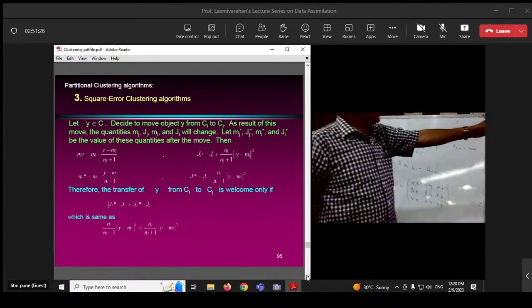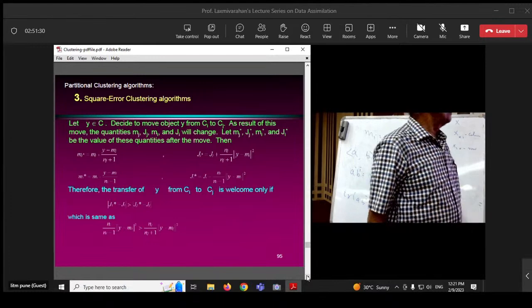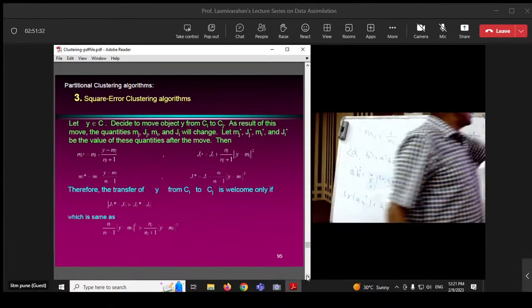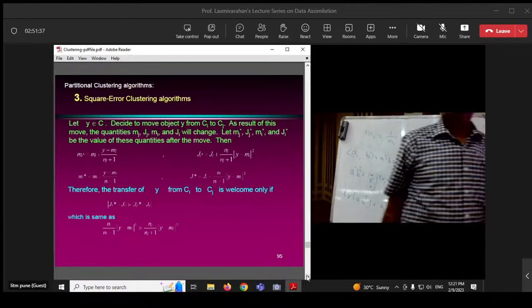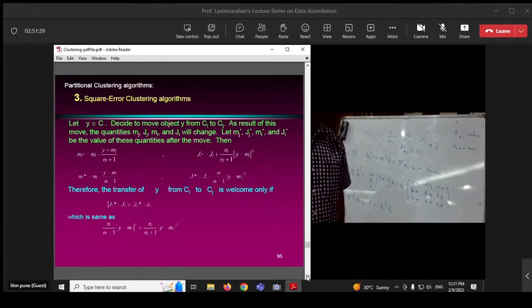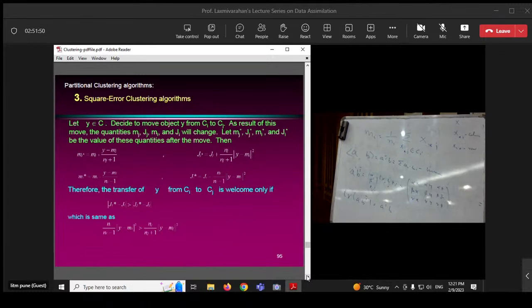Now, transfer Y from Ci to Cj only if the decrease is larger than the increase. That's the criterion. Are you all with me? Come on, guys. So what is the aim of these exercises? I want you to know that there is no one single idea. There's no one single algorithm.